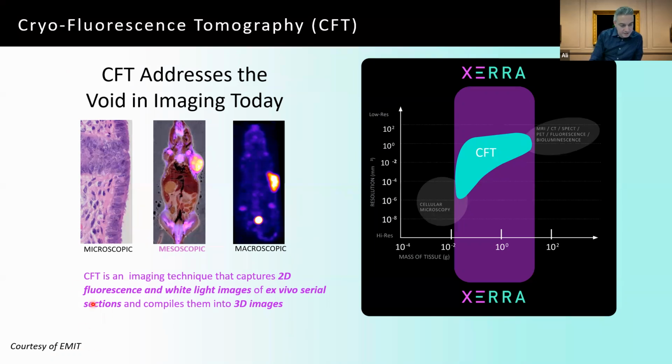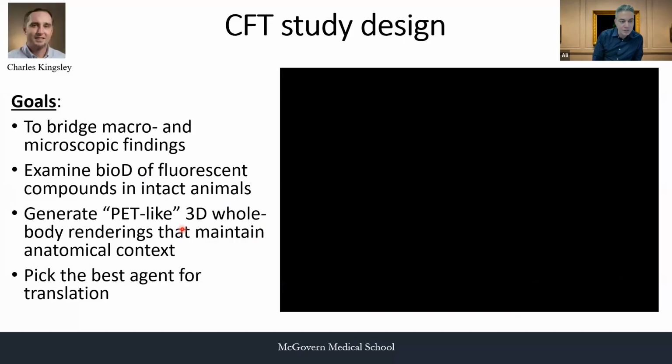So this is a slide here, courtesy of Image, showing that CFT is an imaging technique which ultimately allows you to perform serial sectioning of these animals, obtain these 2D fluorescence and white light images, and then you can reconstruct and compile them to form really nice 3D images. So I was definitely intrigued by this because I thought it could add a lot of value to the work that we're doing. And I thought an image like this looks really cool compared to what we were generating. So we thought we'd give it a shot, and we were working with Charles Kinsley and then the group at the Anderson Small Animal Imaging Facility.